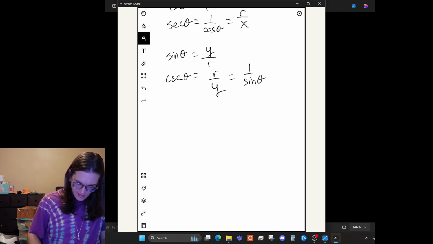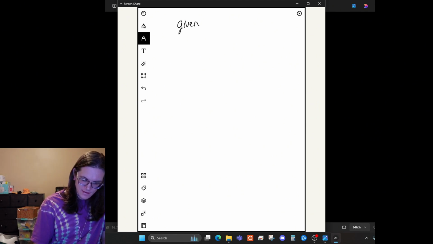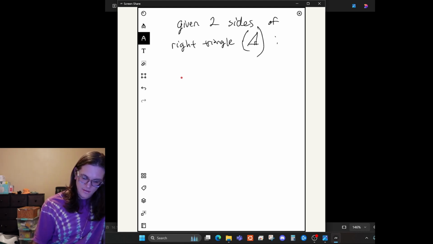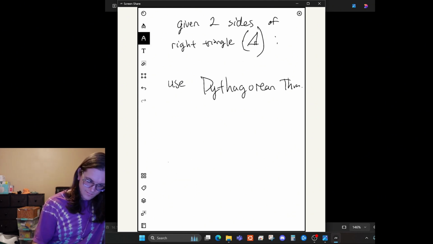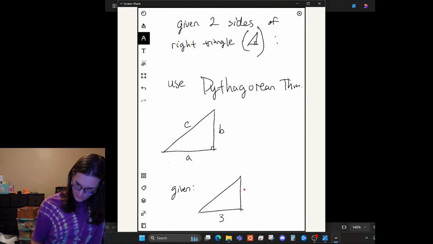Okay, another thing I have in my notes: if you're given two sides of the right triangle, which you can just sort of write like this, my right triangles are so bad today. Given two sides, then you just use the Pythagorean theorem. So if you're given this, again, this is the general form of a right triangle, and you're given 3, 4, and then we don't know c.